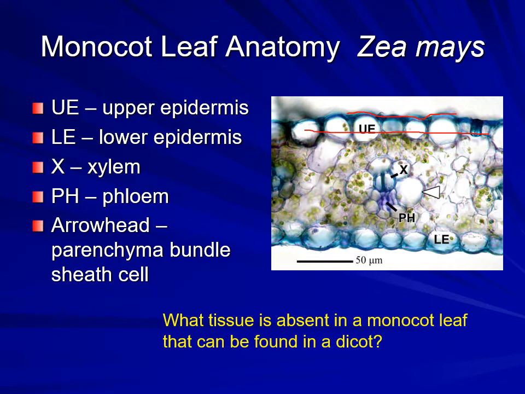You'll notice there is another parenchyma cell here. We talked about parenchyma. Remember I said when in doubt, say parenchyma. But this ring of cells that surrounds the xylem and phloem is called a bundle sheath, and that is with parenchyma cells.